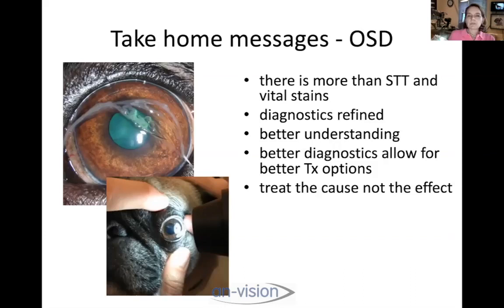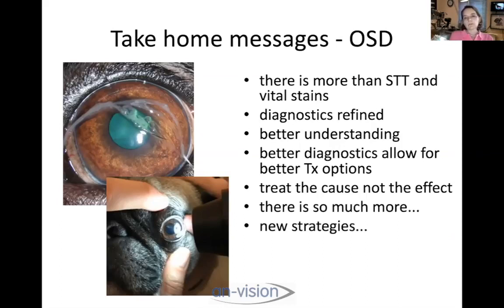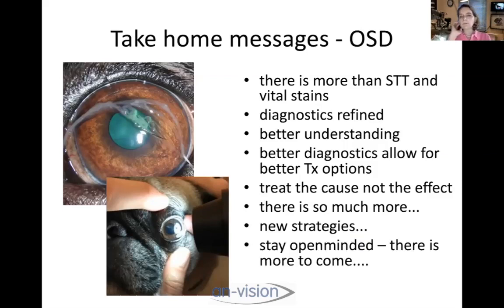We always try to treat the cause and not the effect. I told you that in many cases we can't find a cause or we can't treat the cause. We still try, and we try hard. And there's so much more. There are new strategies like intense pulsed light, and I'm sure every month there are new papers coming out, and this is something that will definitely change over the next months. So stay open-minded. I'm sure there's much more to come that we can help the dogs to feel better, because this is a life quality changing disease or situation.